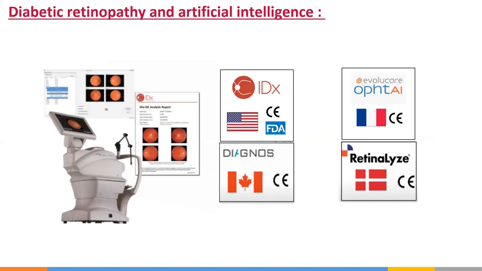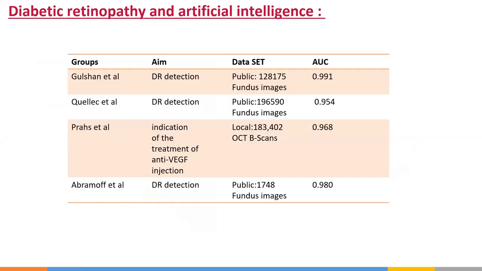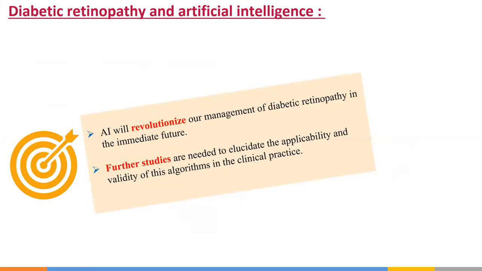Actually, a number of automated techniques are available for diabetic retinopathy diagnosis, but only one has FDA approval. It's the Food and Drug Administration approval. It's the ICE. Almost all the studies have developed algorithms with high area under the curve, high sensitivity and high specificity. Also, artificial intelligence will surely revolutionize our management of diabetic retinopathy in the future. Further studies are needed to elucidate the applicability and validity of these algorithms in clinical practice.